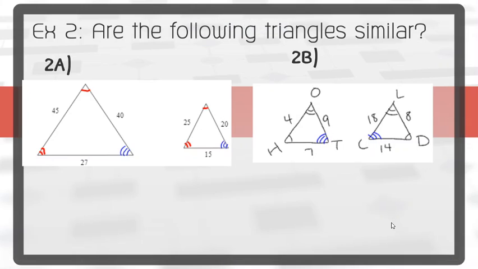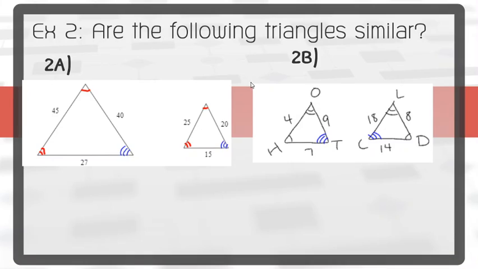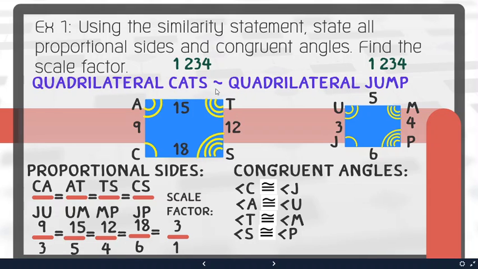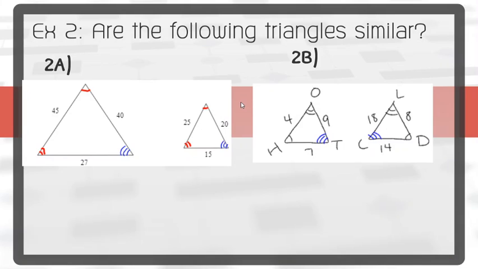We're now going to be pretty much doing the same thing that we did before, but this time we don't know that the triangles are similar. In our last example, we already knew that our quadrilaterals were similar because I gave you a similarity statement. So on this one, we want to know, are these triangles similar, which we really want them to be similar because it's kind of sad when things aren't similar, right?